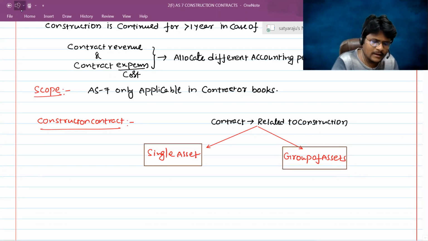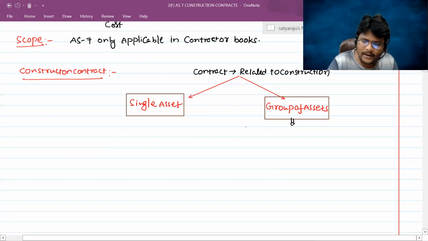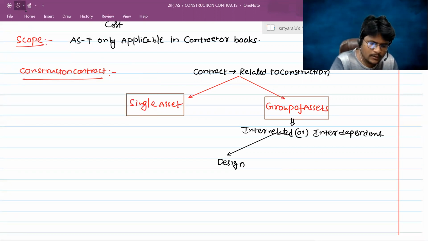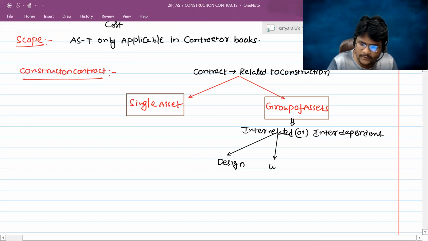And such a group of assets are interrelated or interdependent, which means they have some connection in terms of their design, uses, function, technology, etc. I am just giving some examples here.